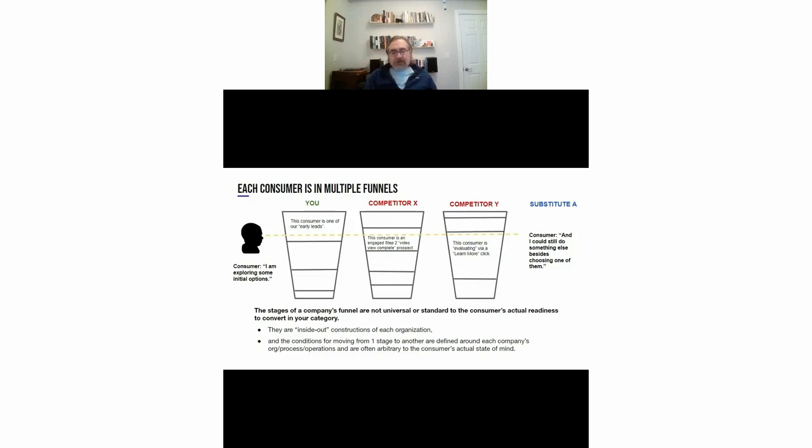Otherwise, we run the risk of just setting up stages that make it look like we're moving people through a funnel. But again, we look a little bit like competitor Y, where we've made the hurdles incredibly easy to move from stage 1 to stage 3. And then we report on metrics that say, look how many we're moving through stage 1 and stage 2. But really, that consumer is no further along with us than they are with any of our competitors. And in fact, we're doing ourselves a disservice by losing sight of really how far along they are in the consideration process.